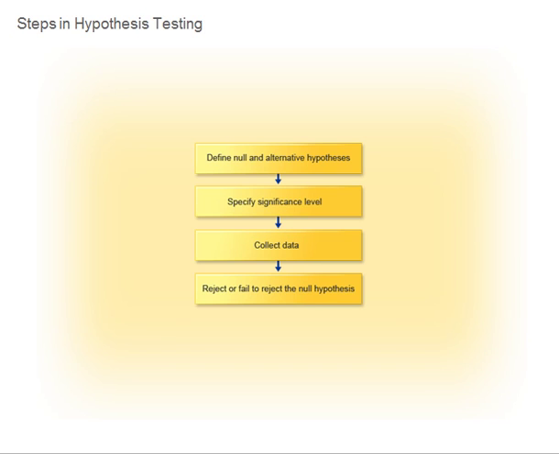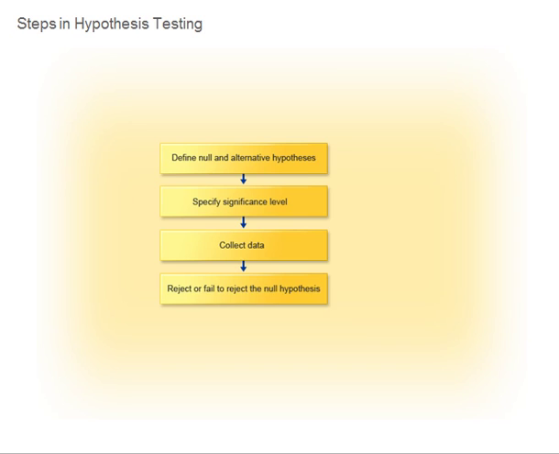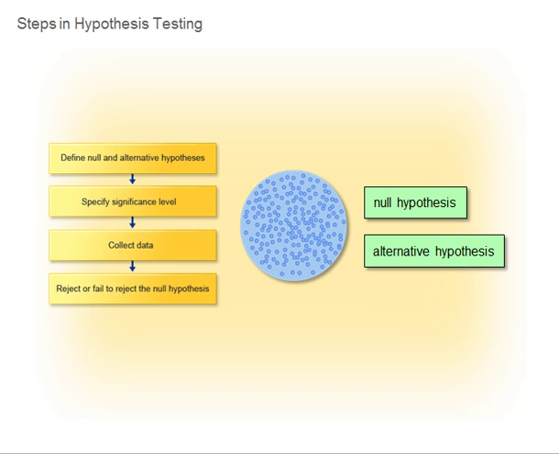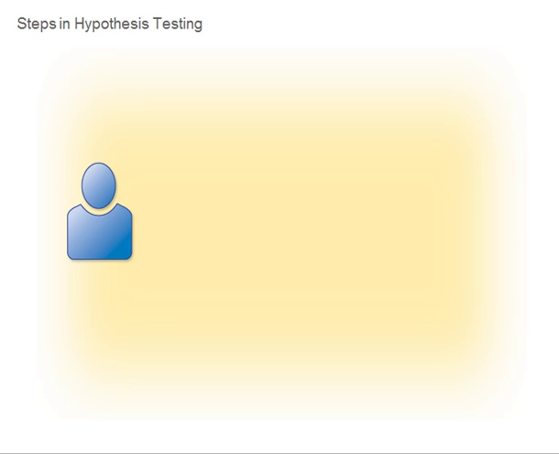As in a court trial, there are 4 steps in conducting a hypothesis test. The first step is to identify the population of interest and determine the null and alternative hypotheses. Let's look at an example.